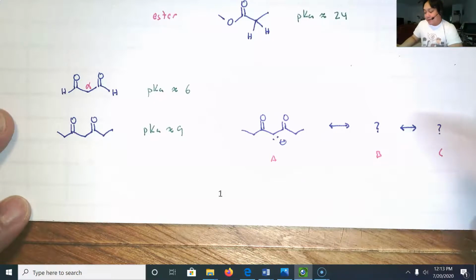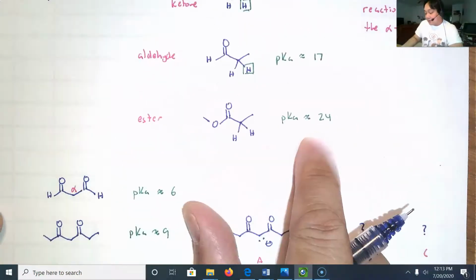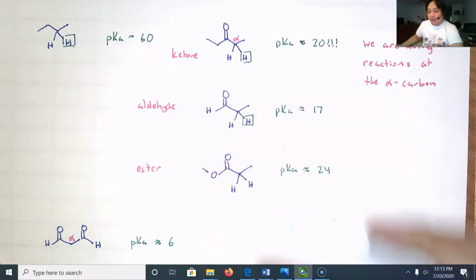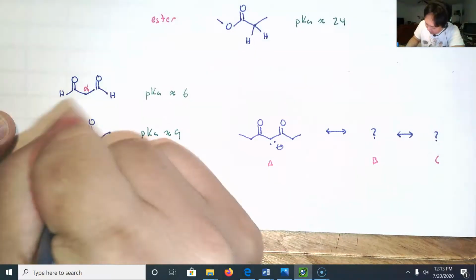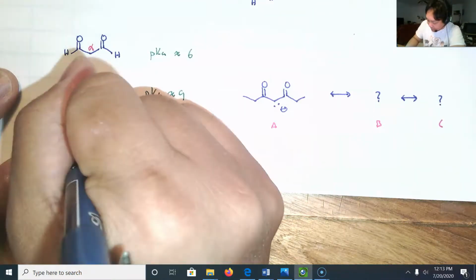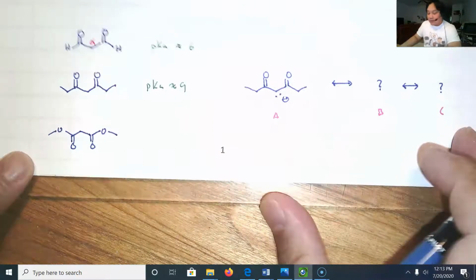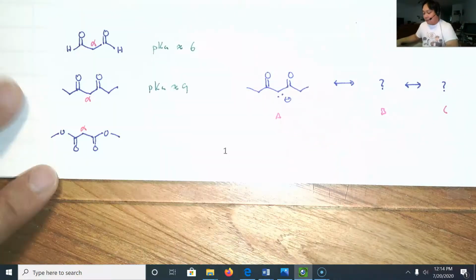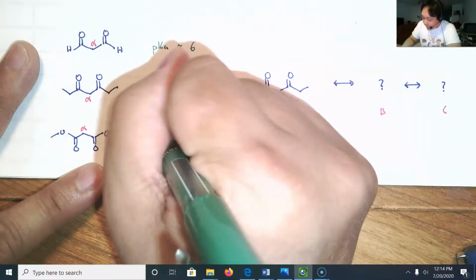What are we missing? We're missing the diester. The diester, the monoester is the highest pKa out of these three. Look at the diester. Oh man, I'm going to draw it upside down now. There's your diester. Again, you still have an alpha carbon. You're going to want to identify your alpha carbon for these reactions, and the pKa is 13.